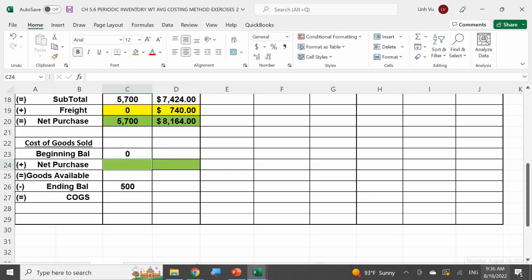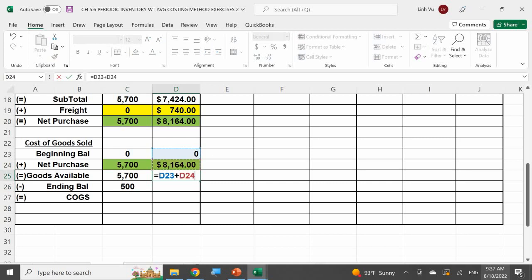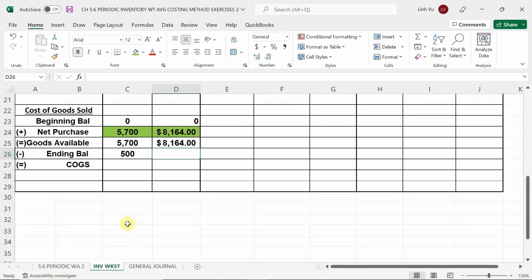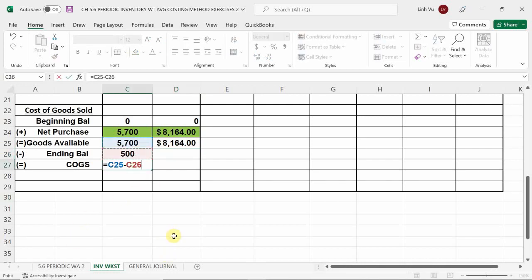All right, so again, we're assuming we have no beginning inventory. So my net purchases will become my goods available. Now in this case, I have a total of 5,700 units available to sell, and I am left with only 500 units remaining. So my assumption is I must have sold a grand total of how many units? 5,200. Good.